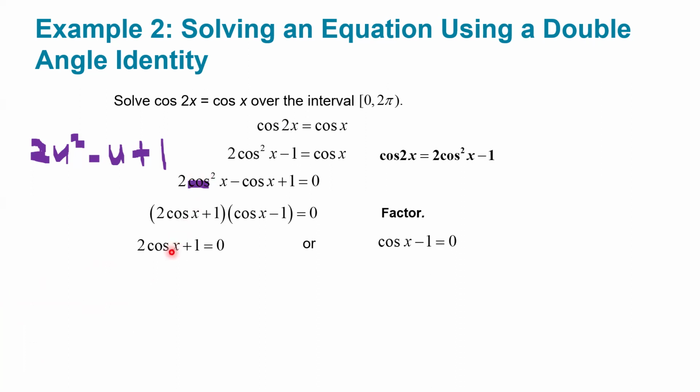Now that each factor is set equal to 0, you're going to solve for cosine. In order to get cosine by itself here, what are my 2 steps? Subtract the 1, then divide by the 2, which gives us negative 1/2. So on your unit circle, what does cosine x equal negative 1/2?